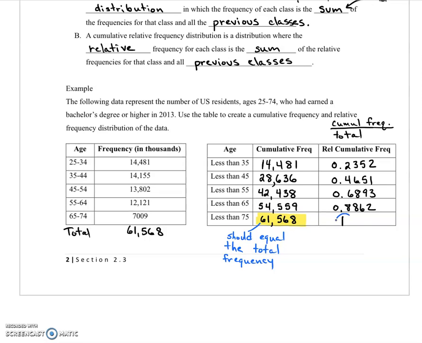The final class of the relative cumulative frequency distribution should always equal 1. So that's how we do these.